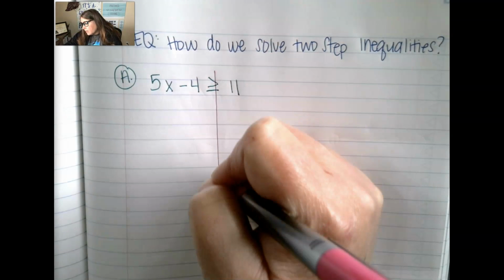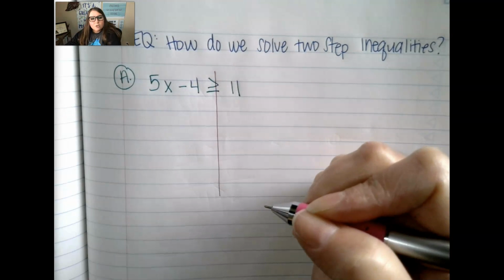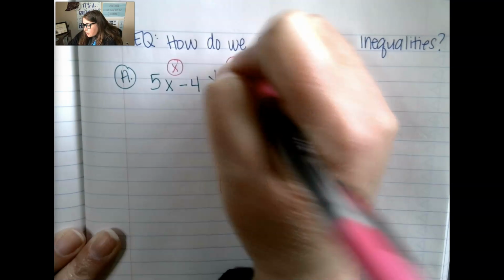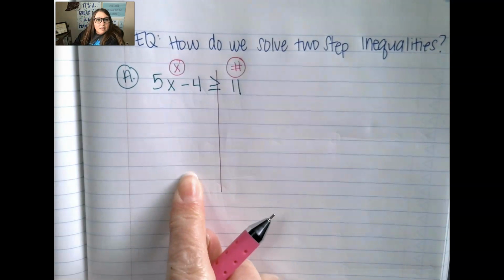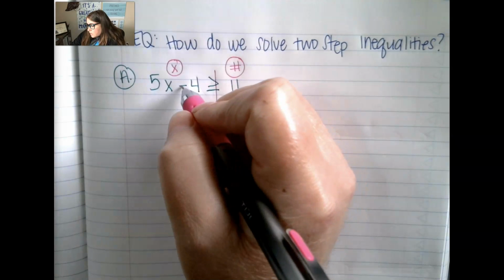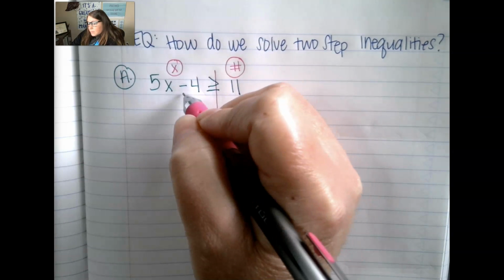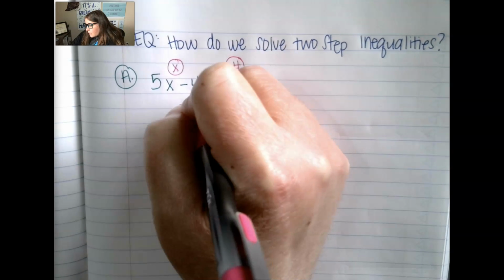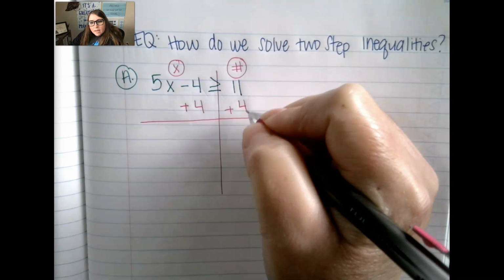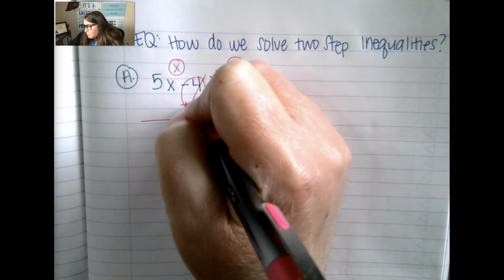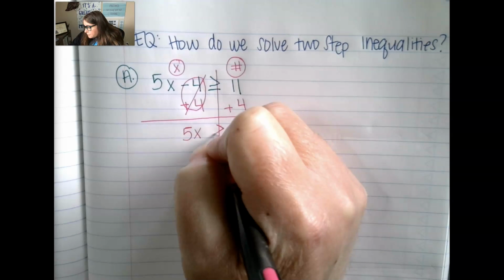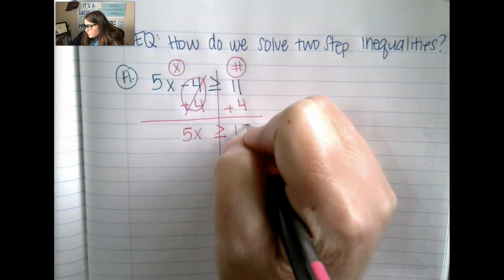So we're going to start out by drawing our balance line. Once we have our balance line drawn, we remember that we want x's on one side and numbers on the other. Our goal is to always have the letters on the left. To get the letter on the left, we start with subtraction. The opposite of subtraction is to add 4. So we add 4 and add 4. This gives us 11 plus 4. The 4s go away and become 0, which leaves just 5x. 11 plus 4 is 15.